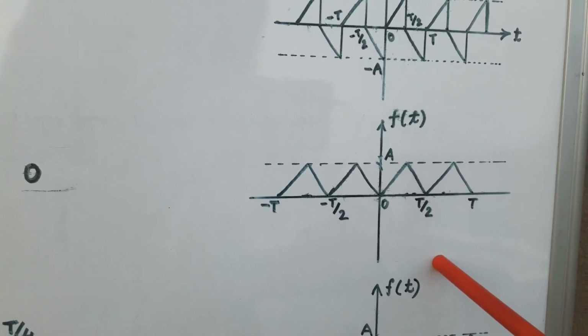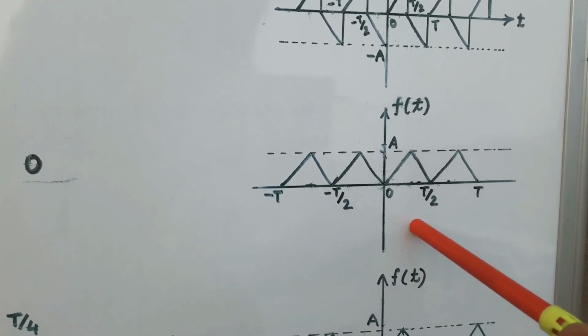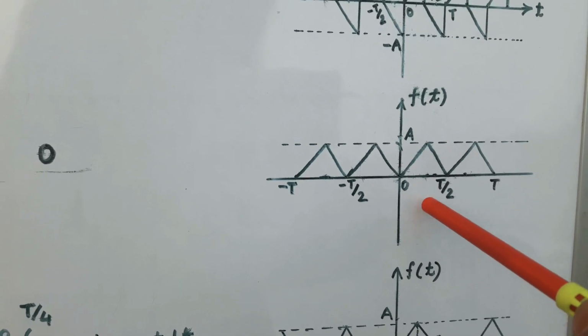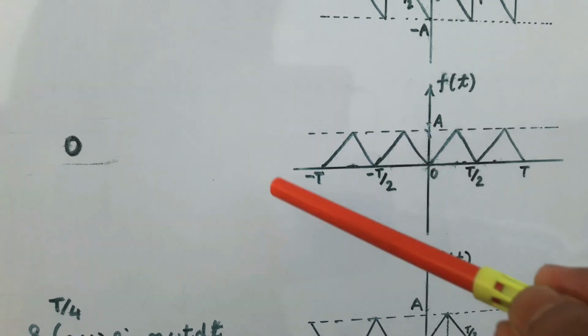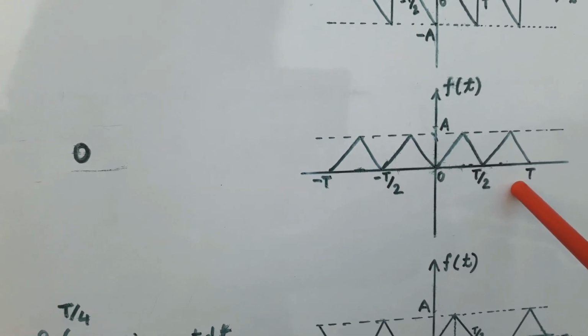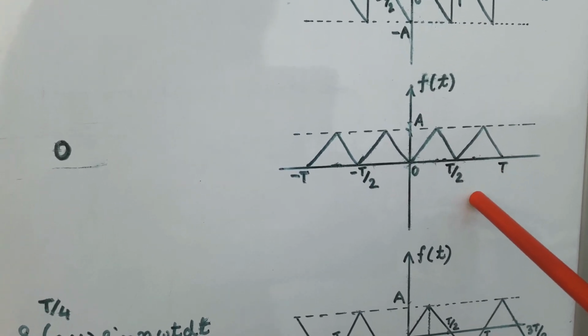So, in this case we will have to find out only a0 by 2 and an, and we will substitute the value of bn equal to 0 directly in the Fourier series of such type of function without calculating the value of bn.